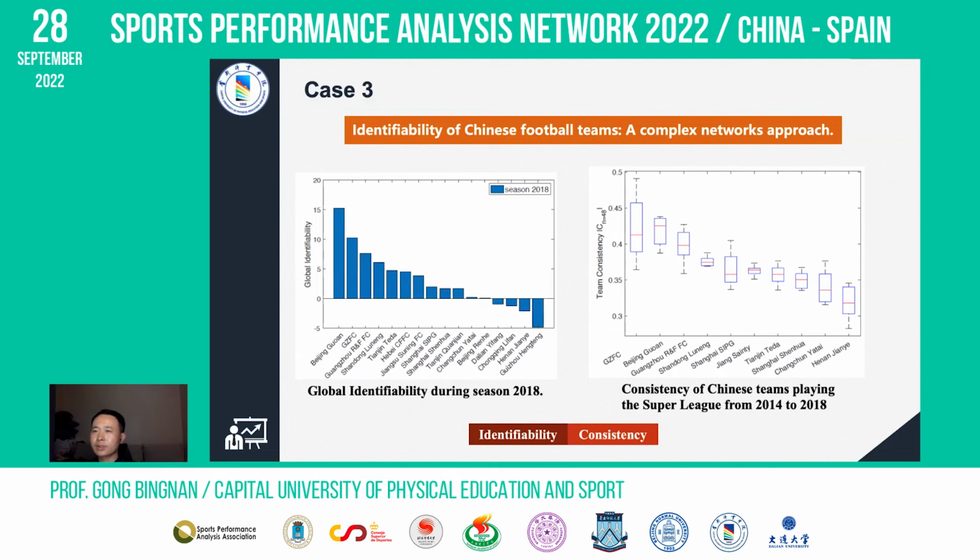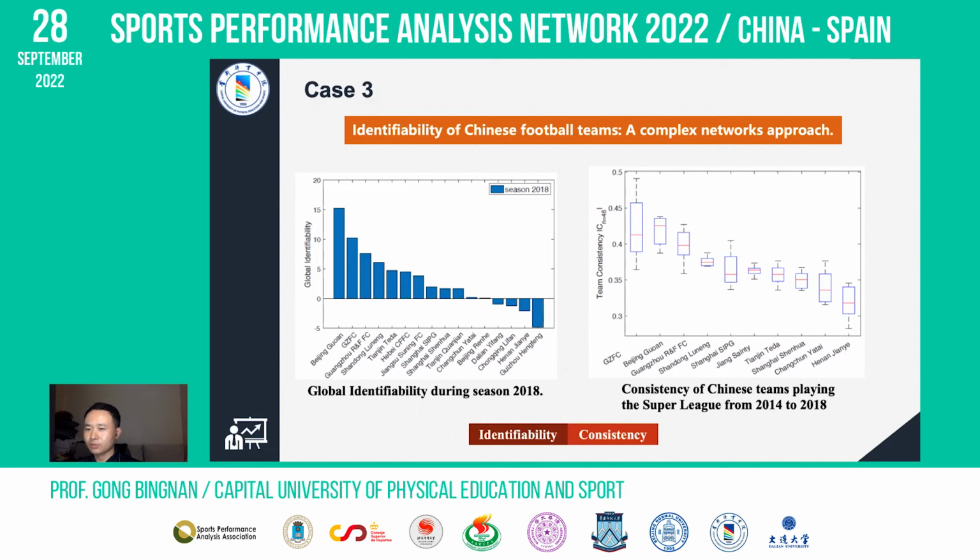This figure shows, on the left, the ranking of global identifiability of Chinese football teams. You can find that Beijing Guan is leading the ranking, and we all know that Beijing Guan has a very strong home advantage in their stadium, and also a very clear playing style in the Super League. At the lowest positions, we can find respectively Chongqing Lifan, Henan Jianye, and Guizhou Hengfeng. That season, Guizhou Hengfeng was relegated to the second division.